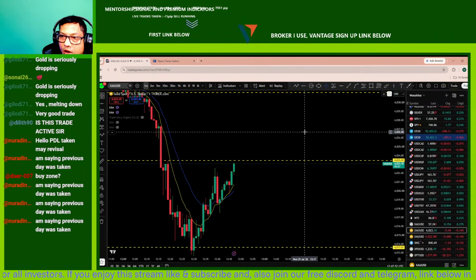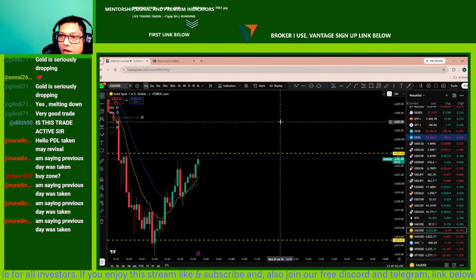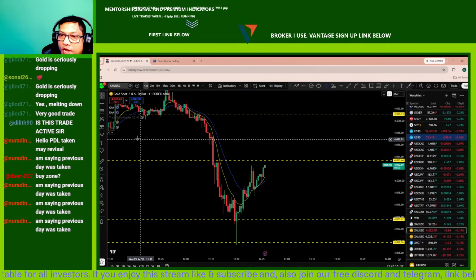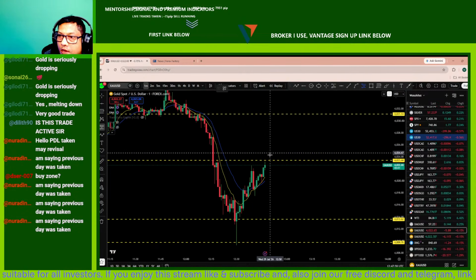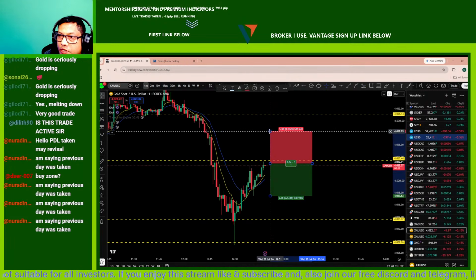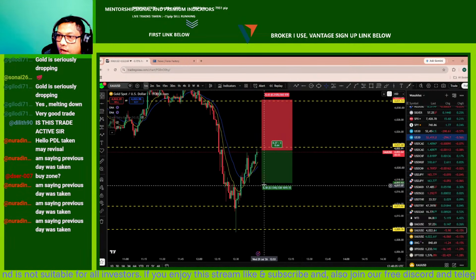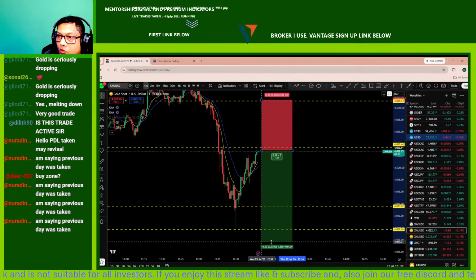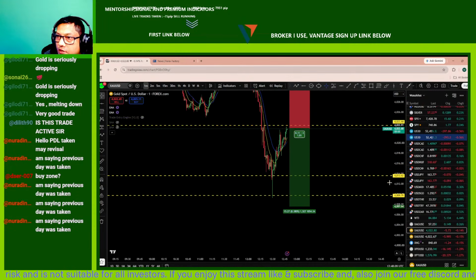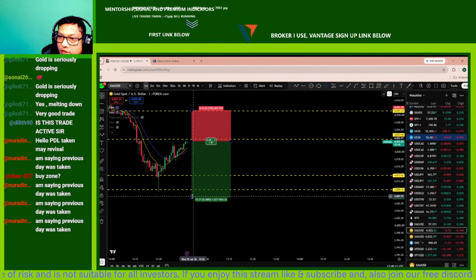Okay, breaking out. Now, I'm looking at sell entry here, okay? I'll be entering sell from this. We'll keep the stop loss above this high. And here we'll be taking a larger profit target depending on the market structure. We can adjust if needed.